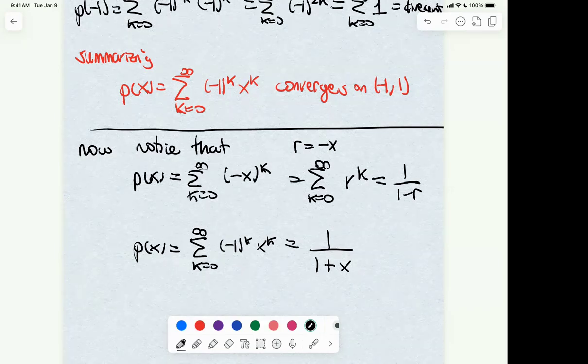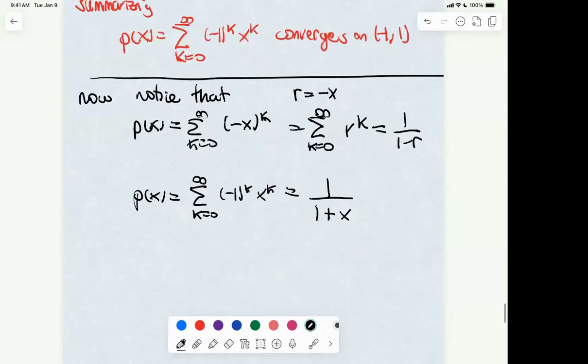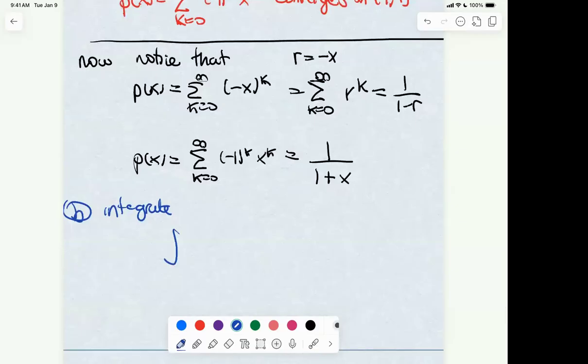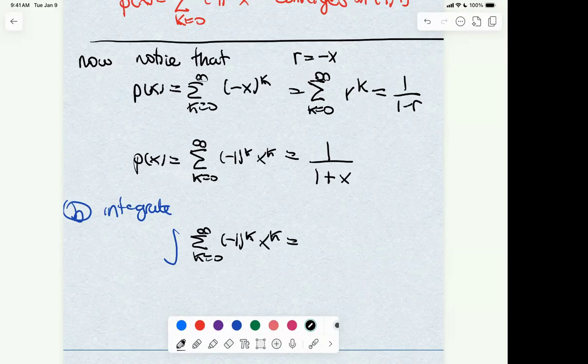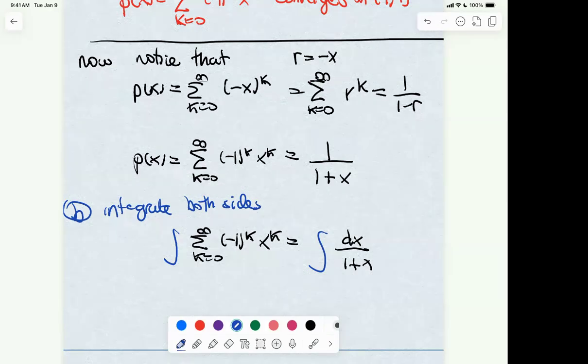I'll do another example of that next time, but I'll now answer the second part, which is, let's integrate this with respect to x. So now integrate for part B, and I'm almost done. If you integrate, the integral of this series should be the same as the integral, with respect to x, of 1 over 1 plus x. Integrate each term, right? So it's x to the k plus 1 over k plus 1.